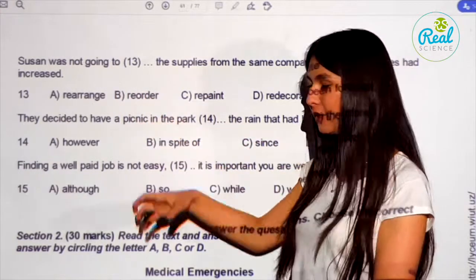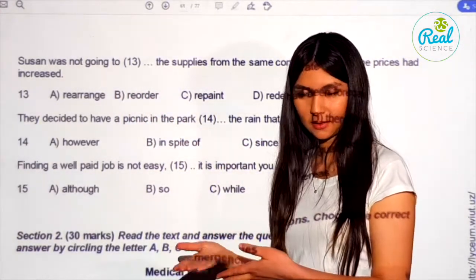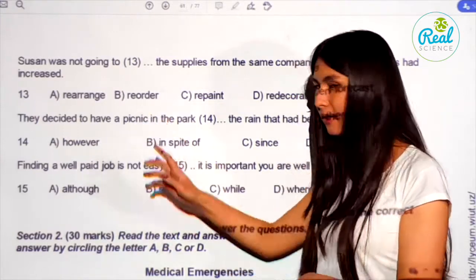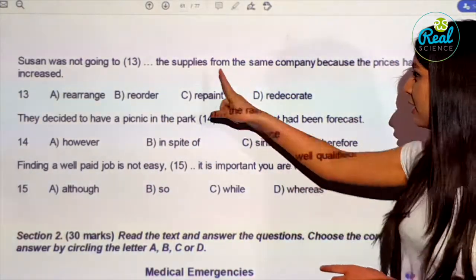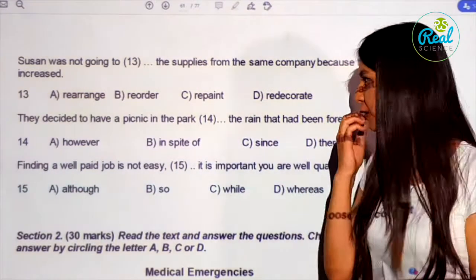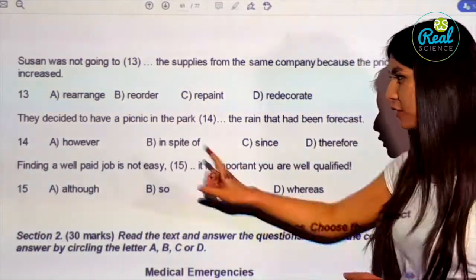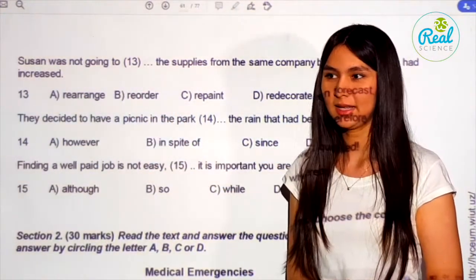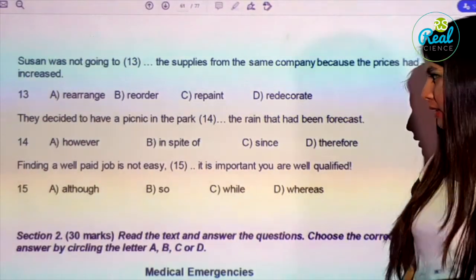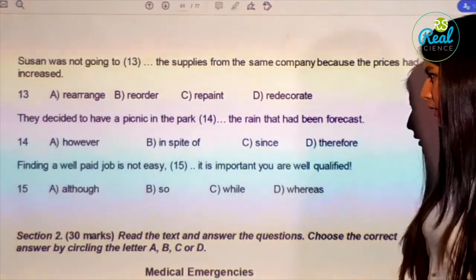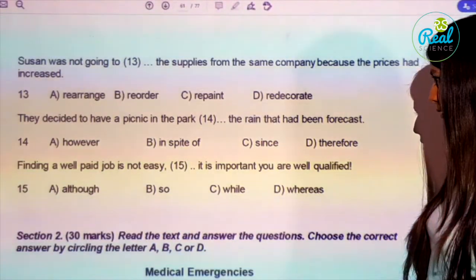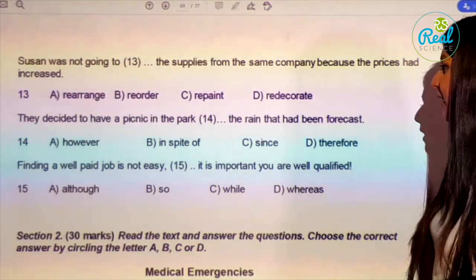Order, it means order. Reorder means to order again. Yes, good job. The B1 is the correct answer. So 14. Can I? Yes, Faizi. They decided to have a picnic in the park in spite of the rain that had been forecast. Yes, good job.